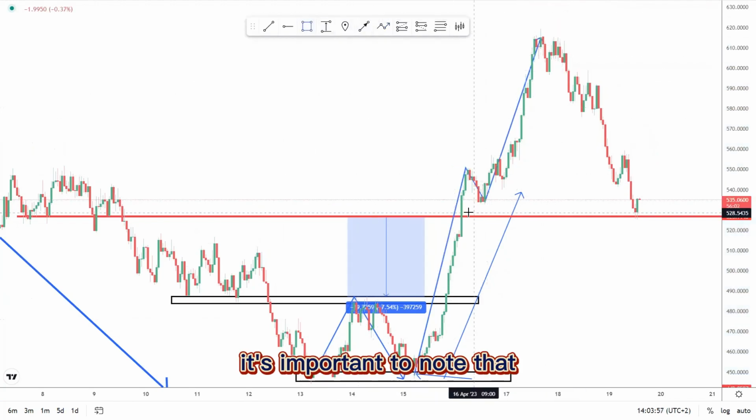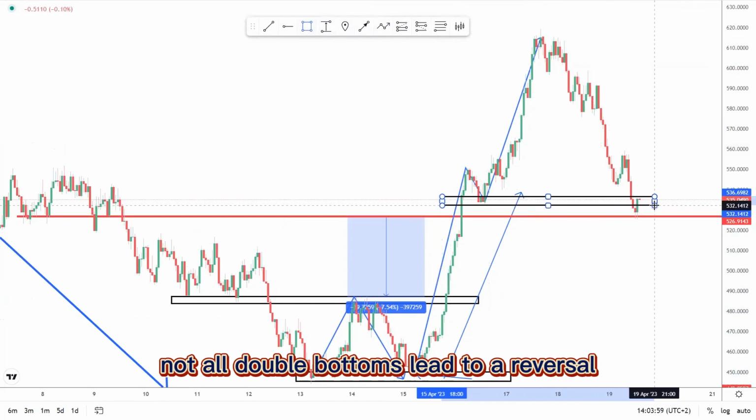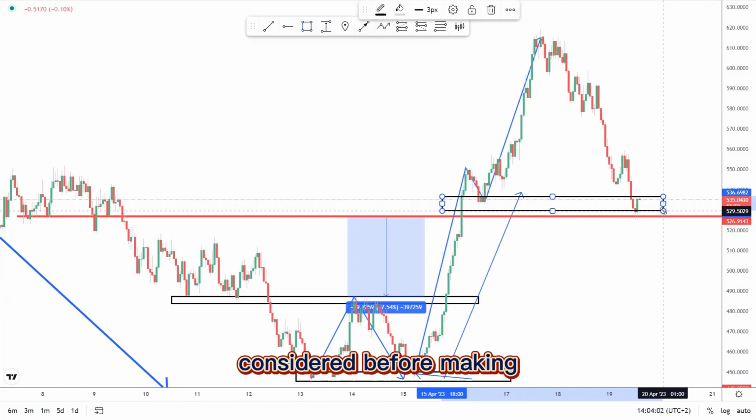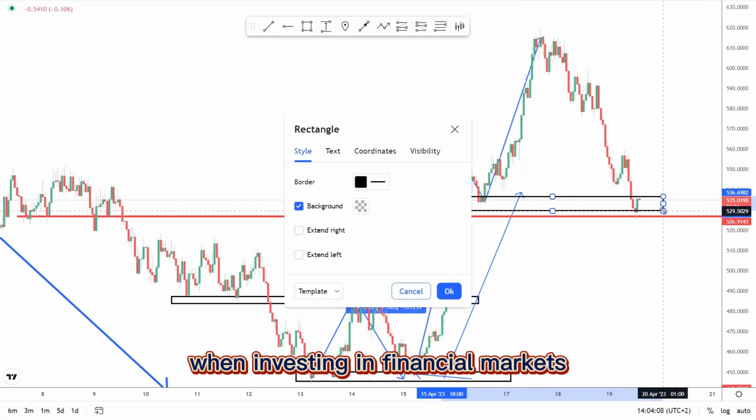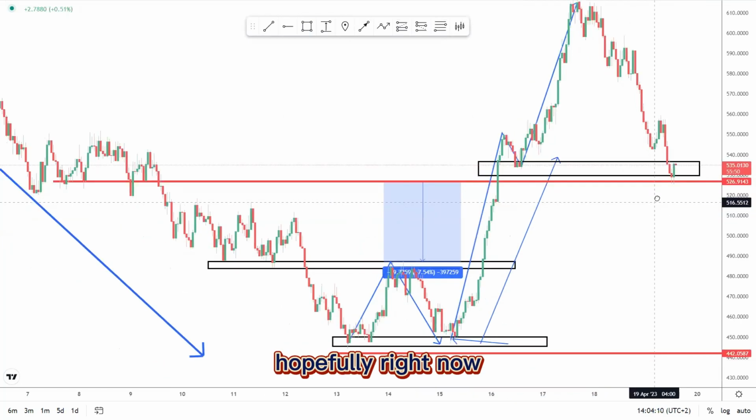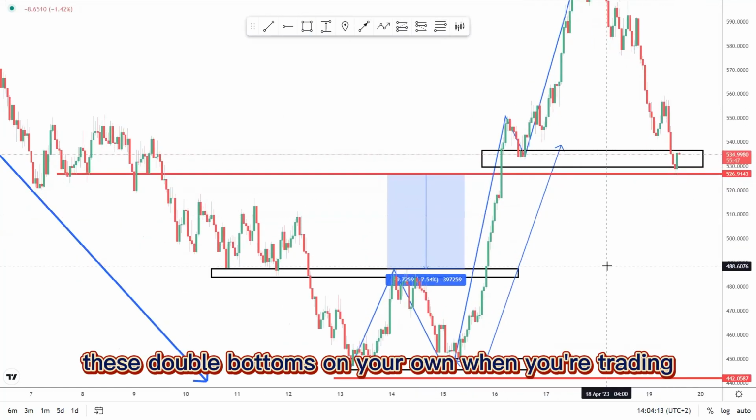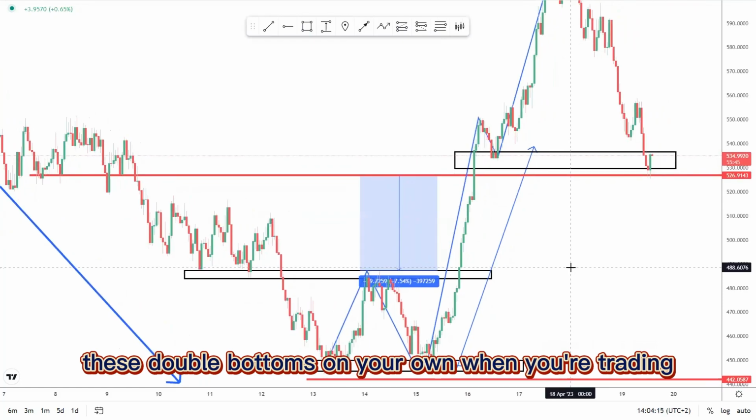It's important to note that not all double bottoms lead to a reversal, and other factors should be considered before making any trading decisions. It's also crucial to use risk management strategies when investing in financial markets. Hopefully right now you'll be able to identify these double bottoms on your own when you're trading or when you're analyzing the markets.